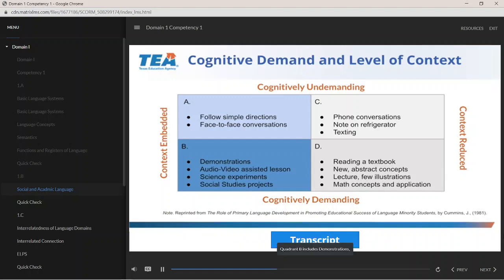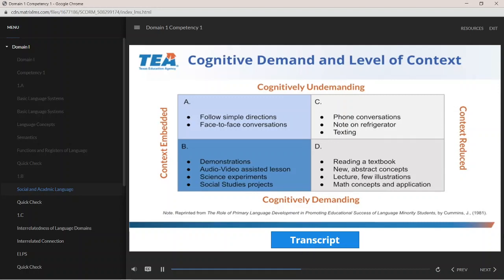Quadrant B includes demonstrations, audio-visual assisted lessons, science experiments, and social studies projects. This quadrant is the key instructional setting for growth in cognitive academic language proficiency, or CALP, through cognitively demanding material embedded in context. Cognitively undemanding tasks with context embedded, such as those in quadrant A, follow simple directions, face-to-face conversations, may be initially useful to scaffold the more cognitively demanding tasks.